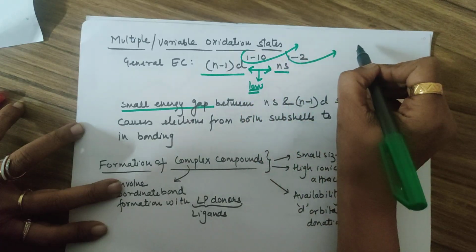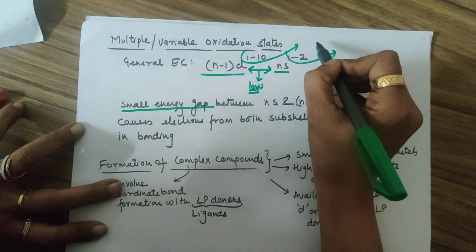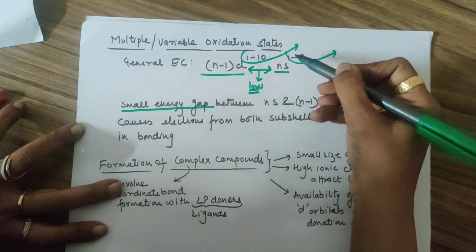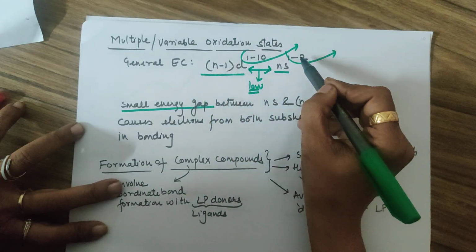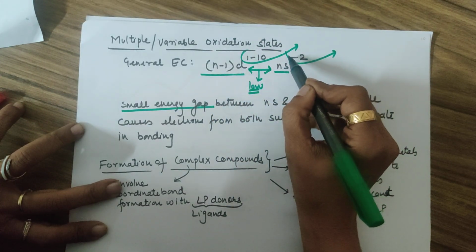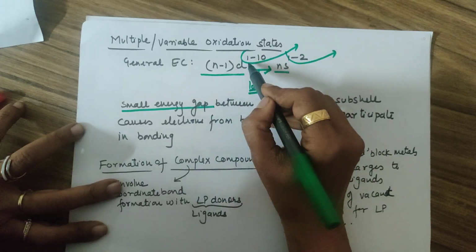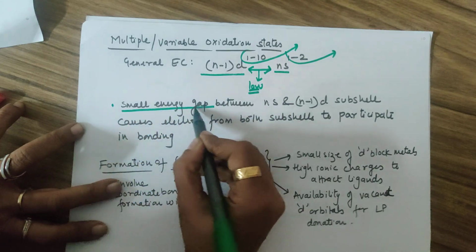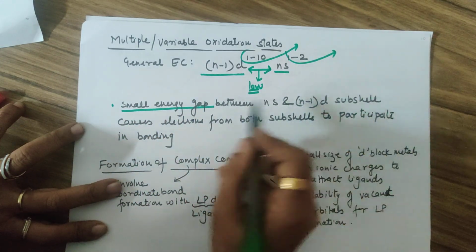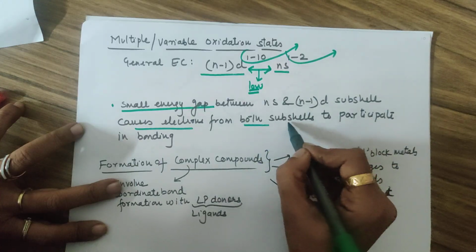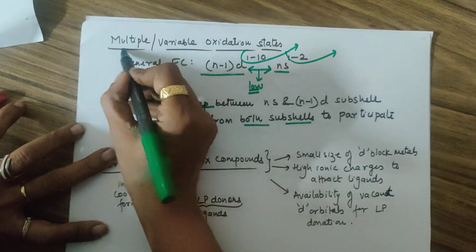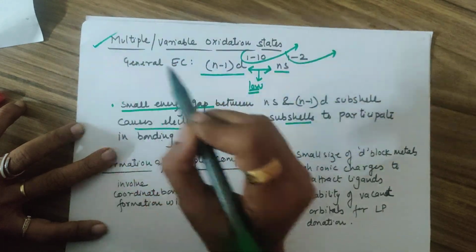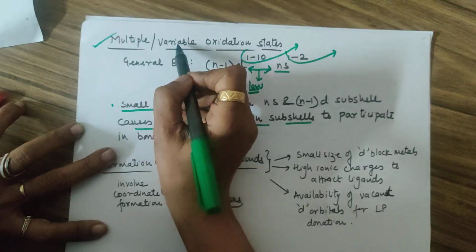So if these can participate in bonding, these can also participate in bonding, which means there are a large number of electrons which can participate in bonding. Therefore, it leads to a variety of oxidation states. If only ns participates, then the oxidation state would be +1 and +2. But if these also participate, then it could go to +3, +4, +5, and so on. So the conclusion is, a small energy gap between ns and (n-1)d subshell causes electrons from both these subshells to participate in bonding. That is why transition elements show variable oxidation state.